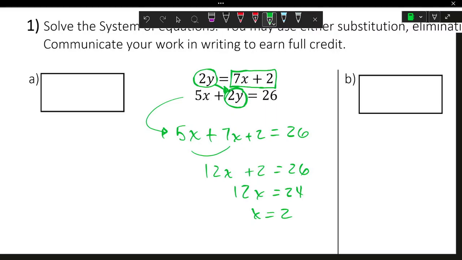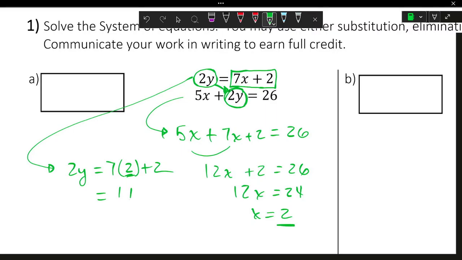Now that I know x is 2, my job is to figure out what y is. I'll use just this top equation. The top equation tells me that twice y is 7 times x plus 2. I know that x is 2, so that's why I've subbed that in there. So that's 14 plus 2 more, which is 16, and that's 2y. Therefore, y is the number 8. So our solution is the ordered pair (2, 8). X is 2 and y is 8.